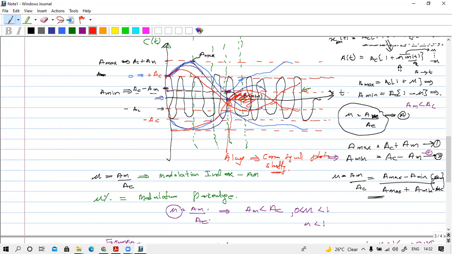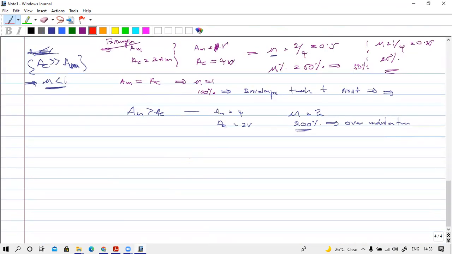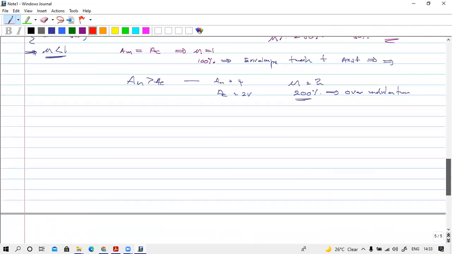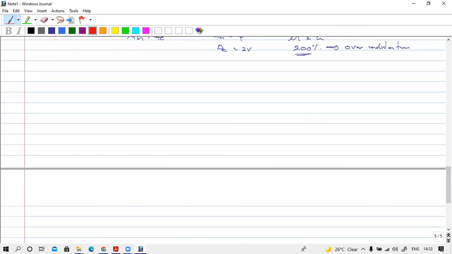In the next session I will show this in a MATLAB program, so just get this idea. That is regarding the AM signal, the time domain signal. And electronically we can implement this.